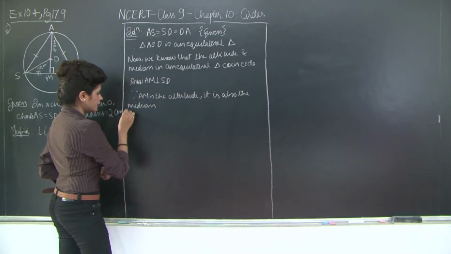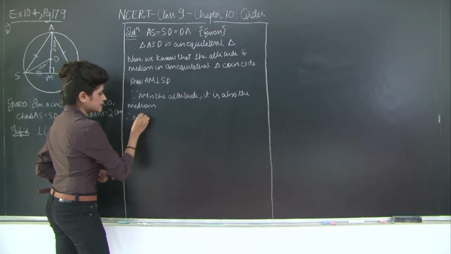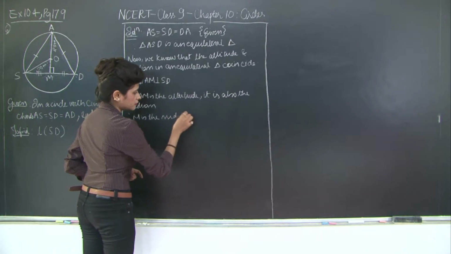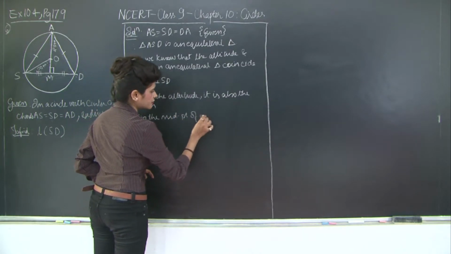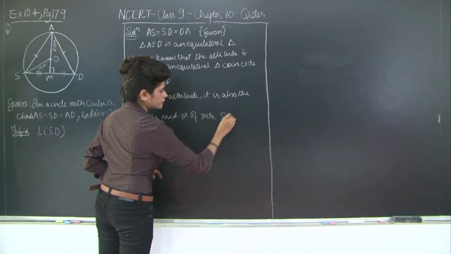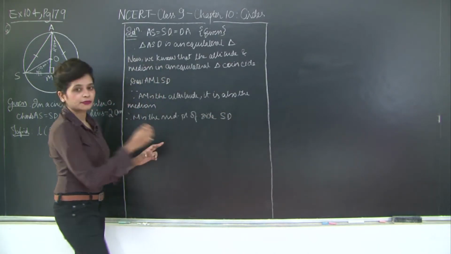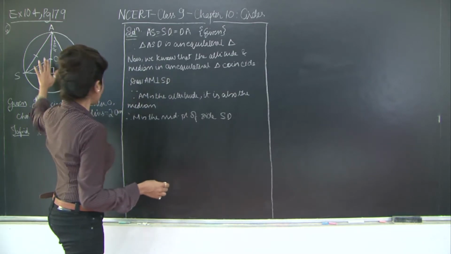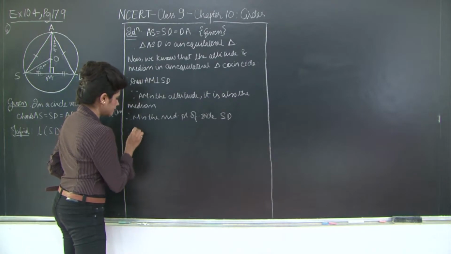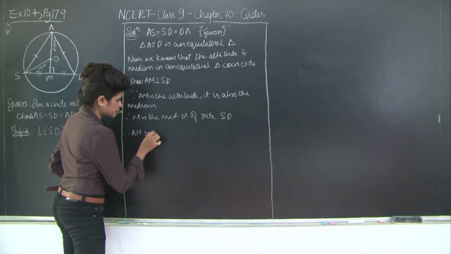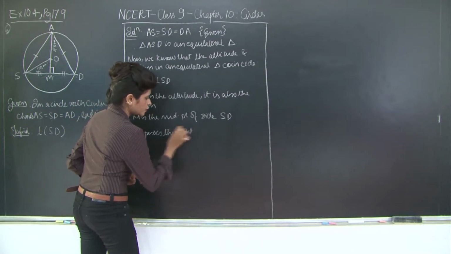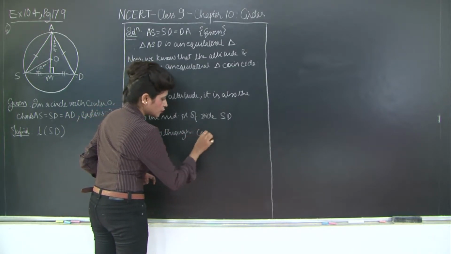Right? Therefore, M is the midpoint of SD. Correct? Now, since M is the midpoint of side SD, you have AM passing through the point O. Therefore, AM passes through point O, through center O in fact.